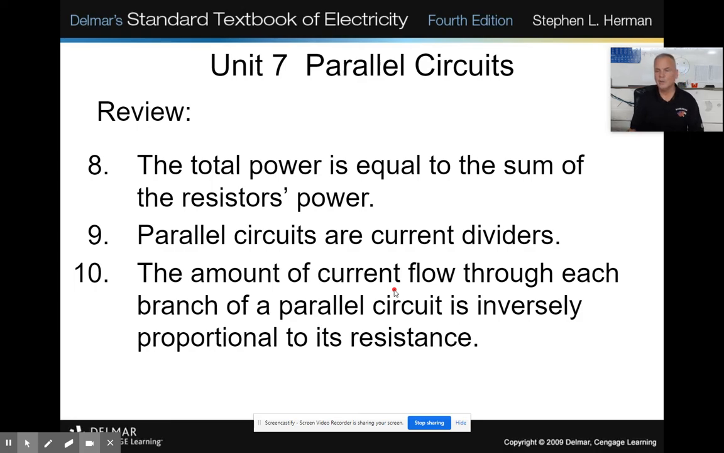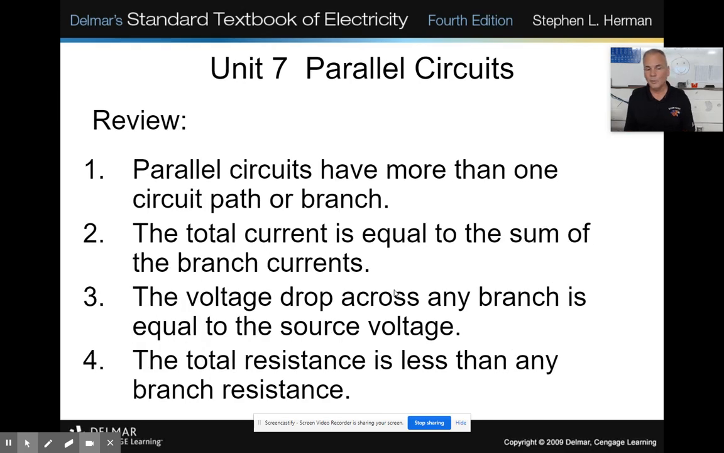Okay, and that's the end of this. Hopefully it wasn't too confusing. We will do some more things to reinforce some of the things we talked about. I do expect you to remember a few of these review things that we looked at. Those are the highlights of what a parallel circuit is.